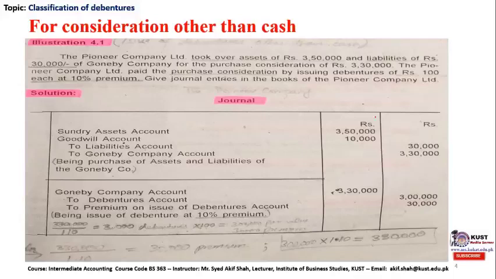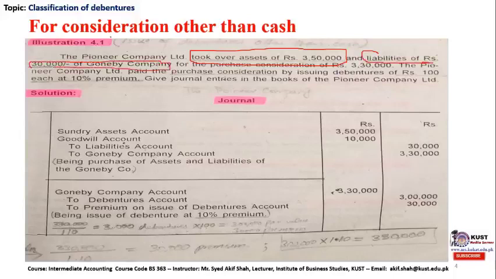Let's take an example to discuss the issuance of debenture as a consideration other than cash. This is illustration number 4.1 from the recommended book already informed to the students. The question says the Pioneer Company Limited took over assets of 350,000 rupees. The Pioneer Company has taken the assets of 350,000 rupees and liabilities of rupees 30,000 from Gone By Company.